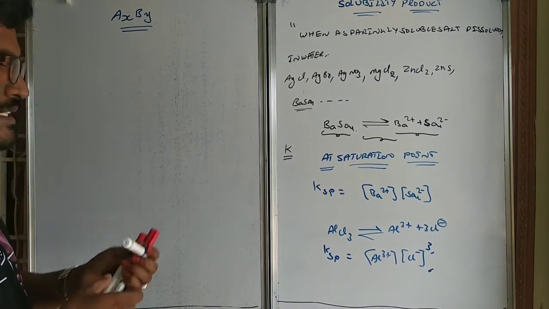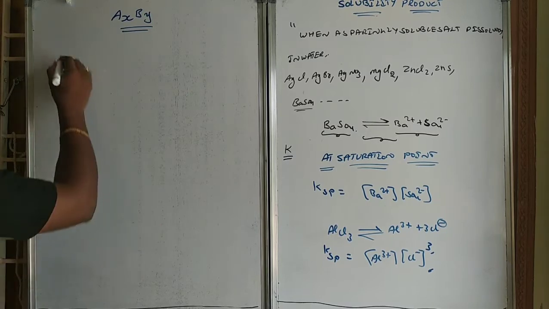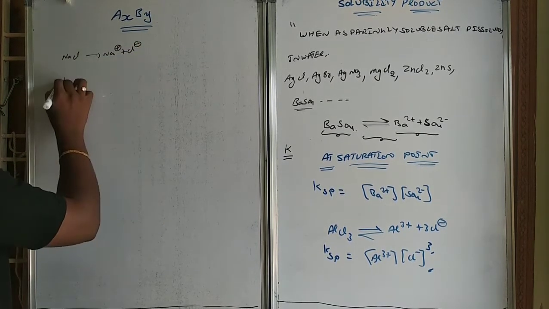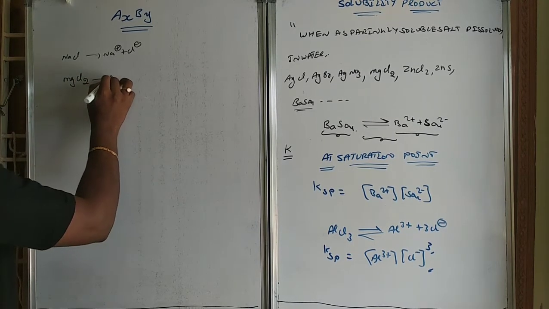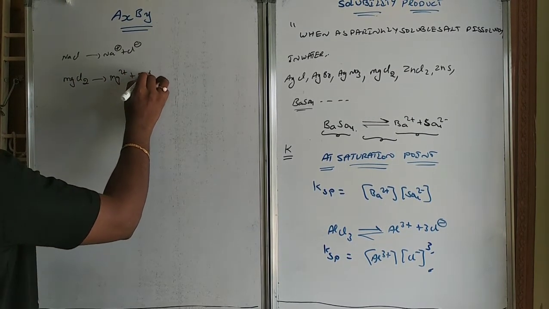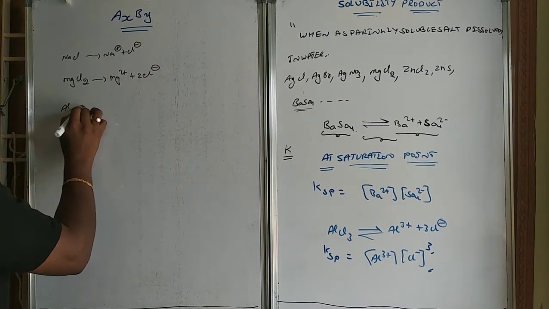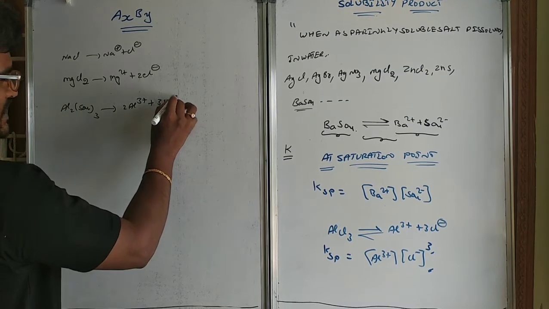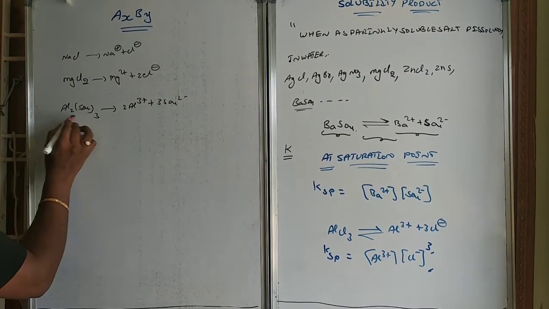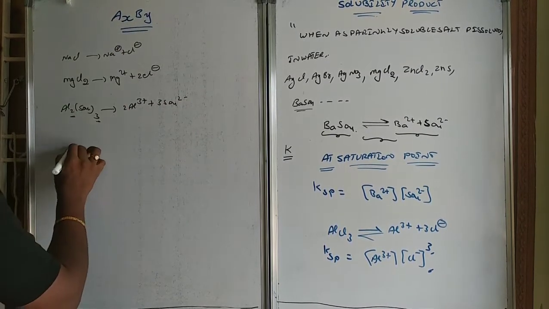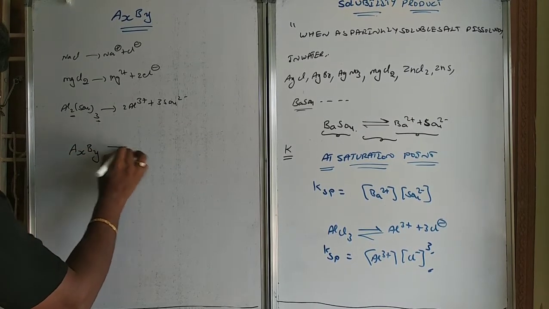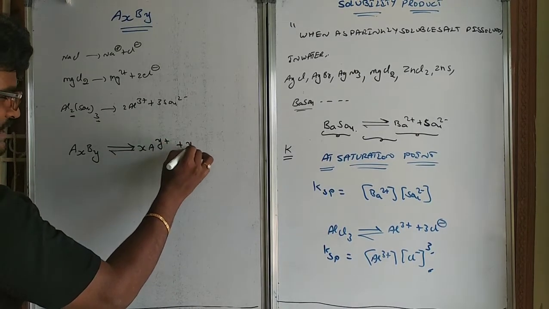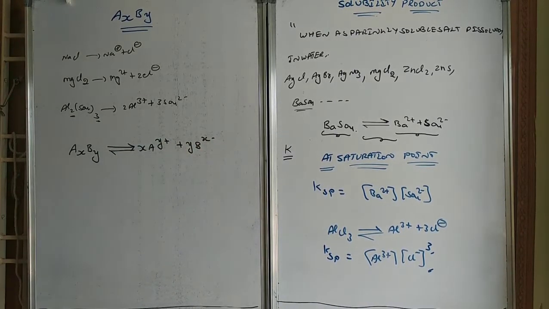When you take this salt and dissolve it, you know very well NaCl gives Na+ plus Cl-, MgCl2 gives Mg2+ plus 2Cl-, Al2(SO4)3 gives 2Al3+ plus 3SO4 2-. So these are the numbers of the opposite ions. In the same way, AxBy gives xA^y+ plus yB^x-.